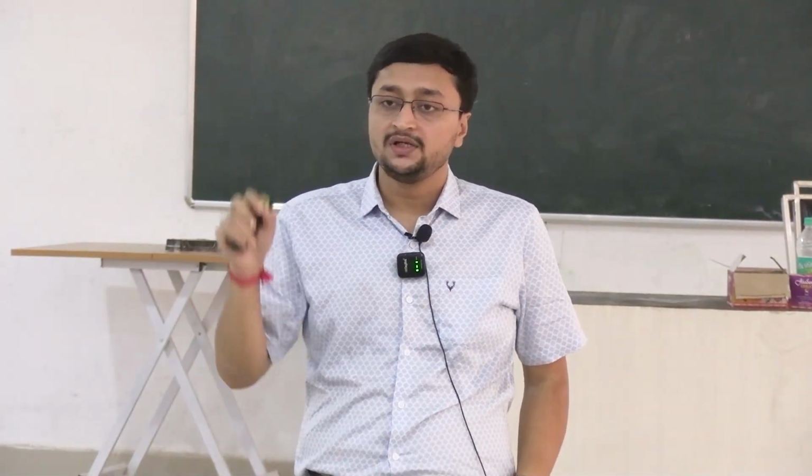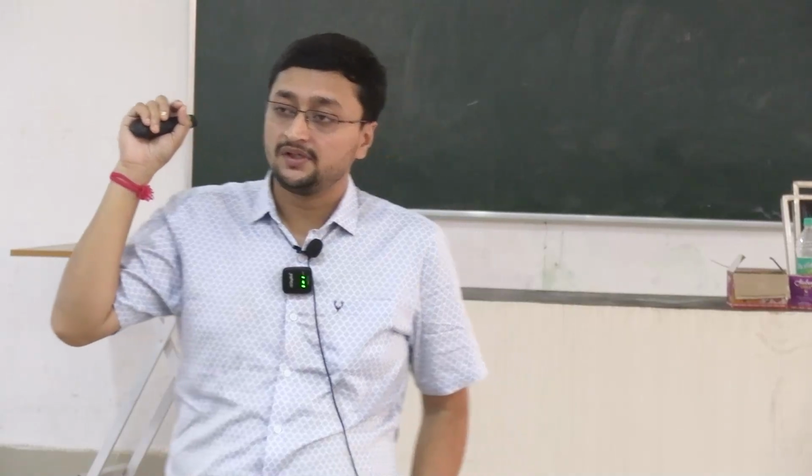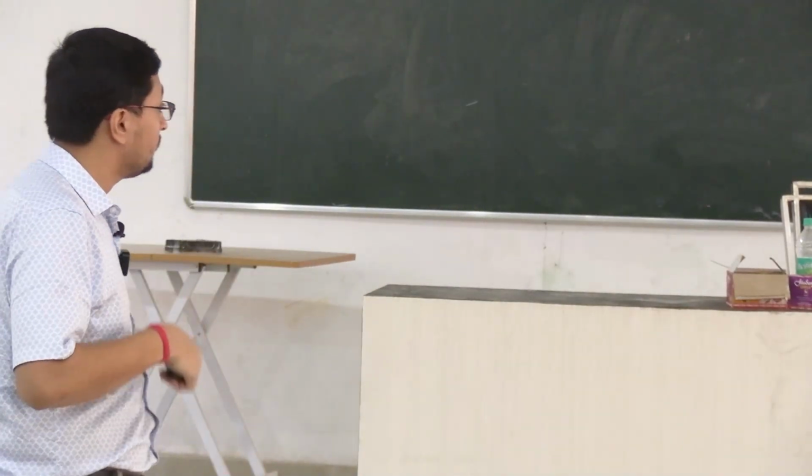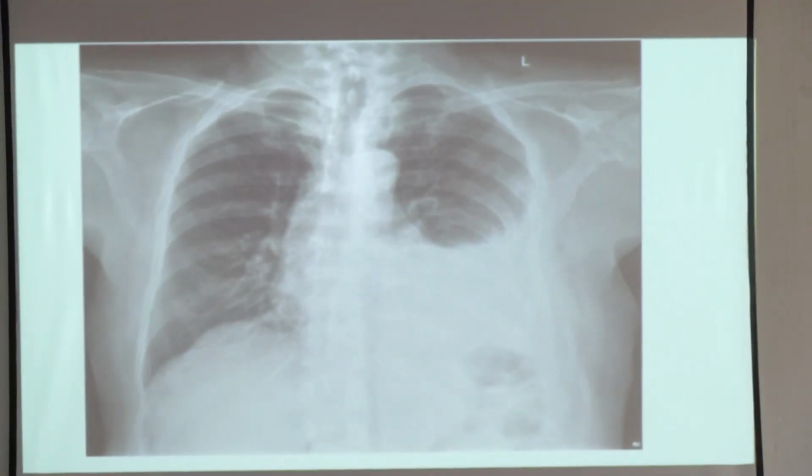The pointed part of the fractured rib actually causes hemothorax. This is hemothorax because of traumatic rib fracture.